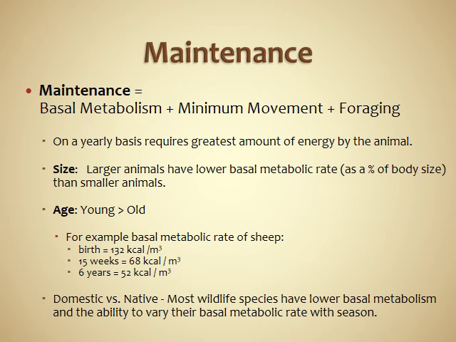So those smaller ruminants actually have more energy requirement for their size than larger animals. Young animals also have higher metabolic rates and higher energy demands than older animals. It's pretty significant. At birth, of course, it's the highest, and I've got some examples here. 132 kilocalories per meter squared of body. At 15 weeks, 3 months or so later, it's half of that, 68 kilocalories per square meter of body size. And then at 6 years, when animals are fully grown, it's decreased again, so that's 52 kilocalories per square meter.